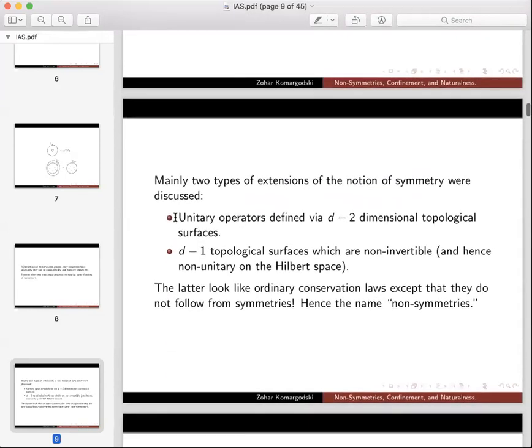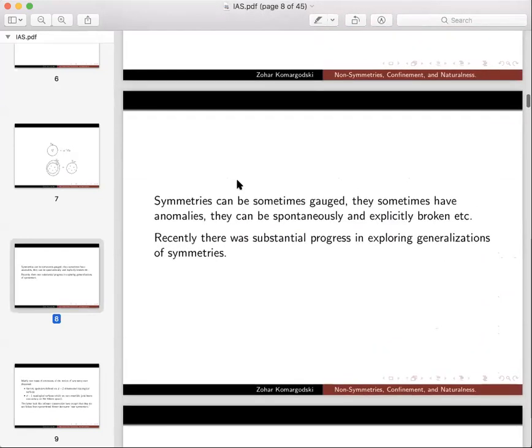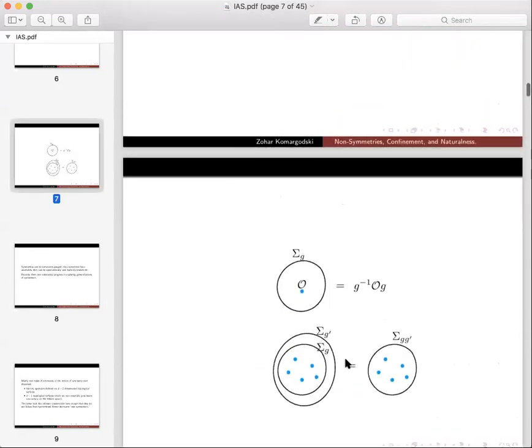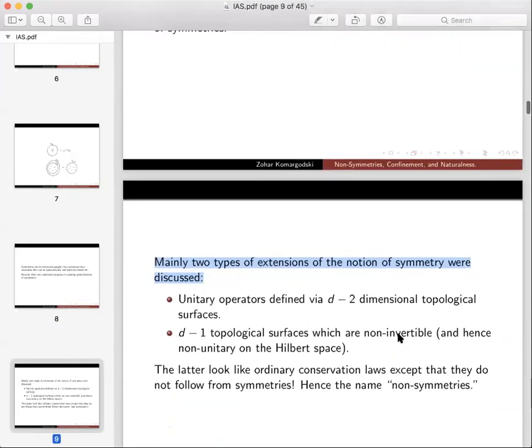So mainly two types of extensions of the notion of symmetry were discussed in the recent literature. Before I talk about them, maybe I'll stop here to ask if there are any questions about the introduction, about the existence of unitary operators that obey the group law. Are there any comments or questions about it?